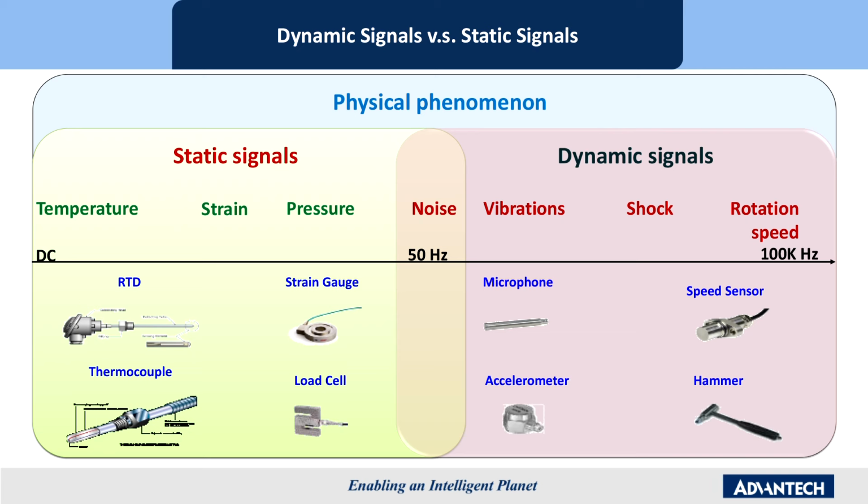Static and dynamic signals are much different in characteristics and acquisition methods. Static signals change more slowly, or even have no changes. For example, temperature, strain, pressure, and so on. Due to the nature of the static signal, the acquisition method is to ensure the stability and the precision of acquired data. Dynamic signals change faster during a given period of time. For example, sound, vibration, shock, rotation speed, and so on. The acquisition method is to ensure the amplitude, frequency, and the phase of the dynamic signal.